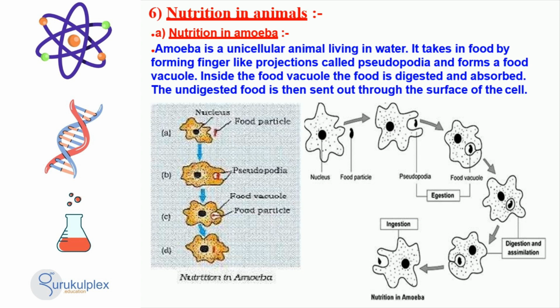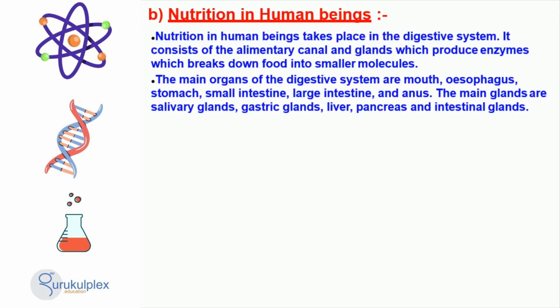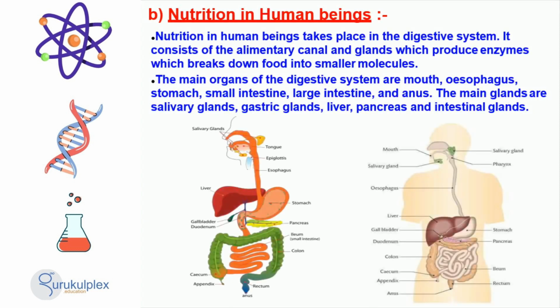Undigested food particles are sent out of the cell thereafter. Humans rely on the digestive system to obtain nutrition. This process involves the alimentary canal and glands that create enzymes to break down food into smaller molecules.